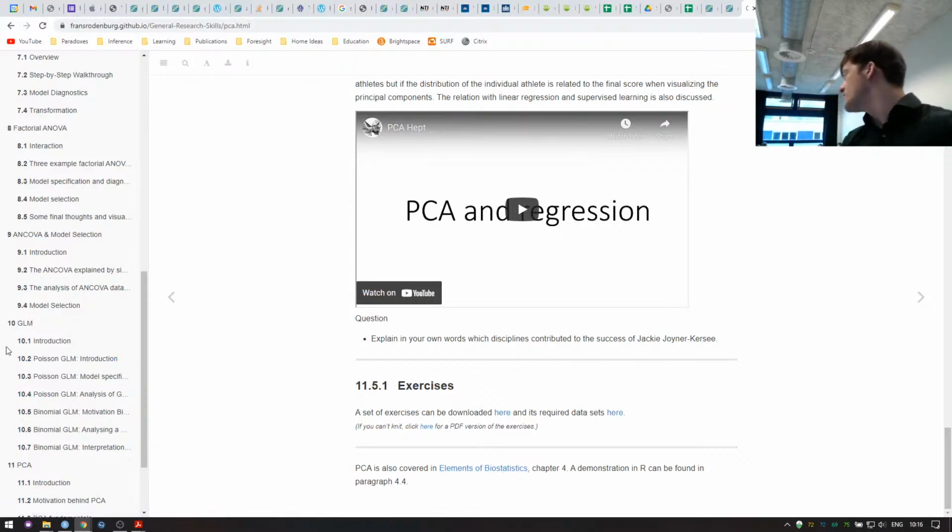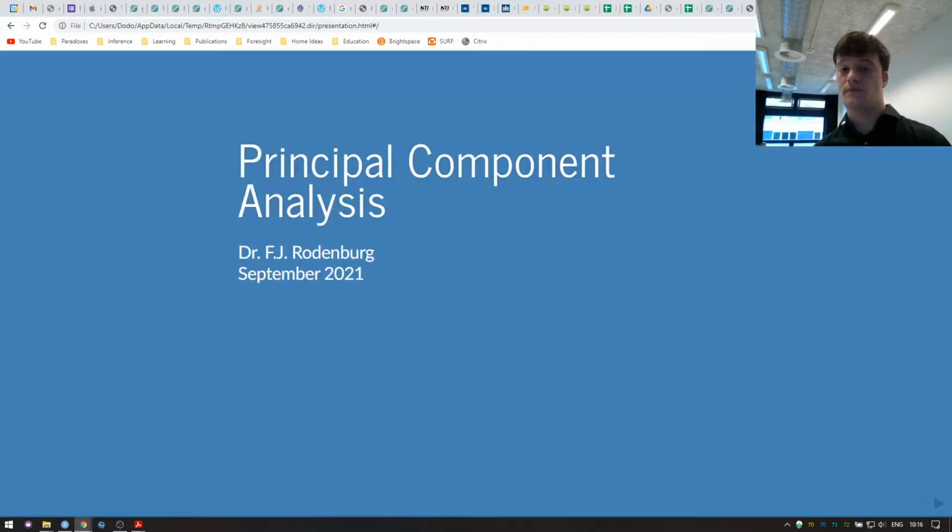There's no instructions on how to do PCA, but they are written over here in the book. You can just download it, and then paragraph 4.4, there's a complete example of how to do it in R. So you can just copy that and then perform it on the data given in the question. I will show the example from this book at the end of the lecture.